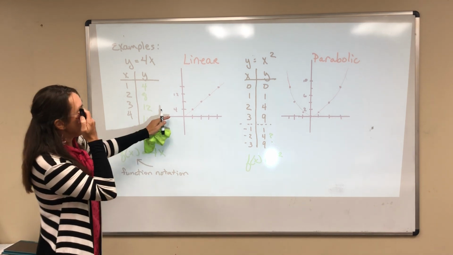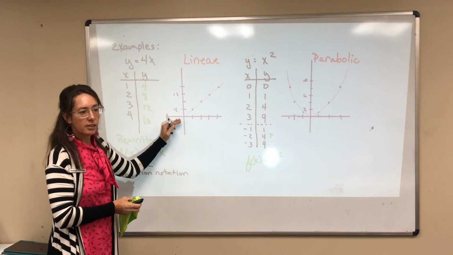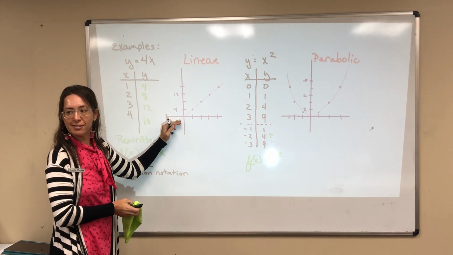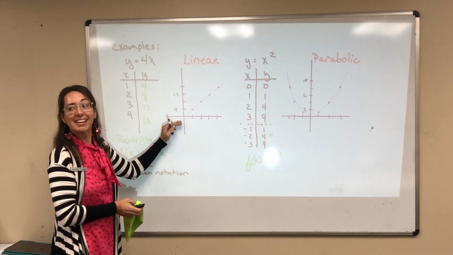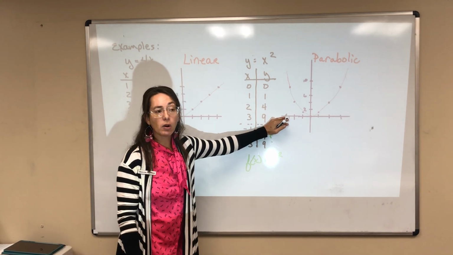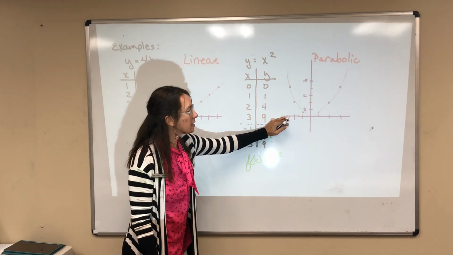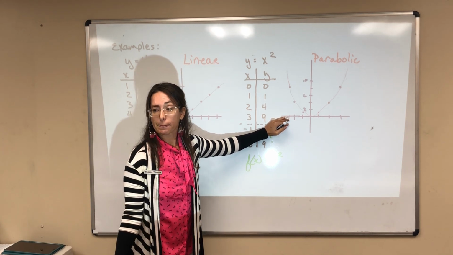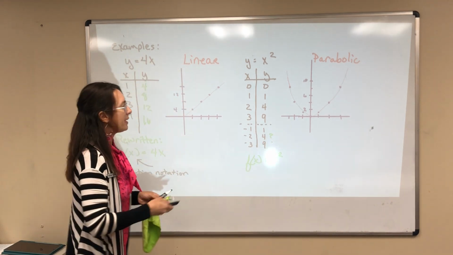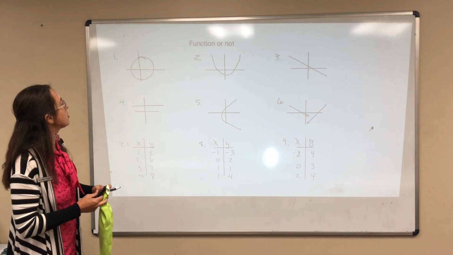The term linear. Why do you think they called it a linear equation? It makes a line. These are called quadratic or parabolic functions, because it makes a parabola. And when we get into it, I'll explain a little bit more of the quadratic, why they use that terminology.